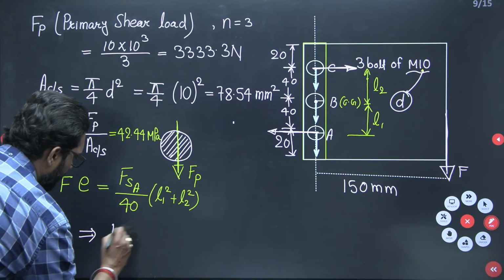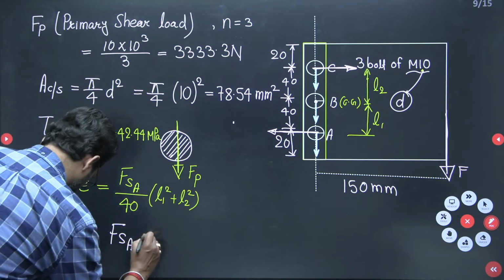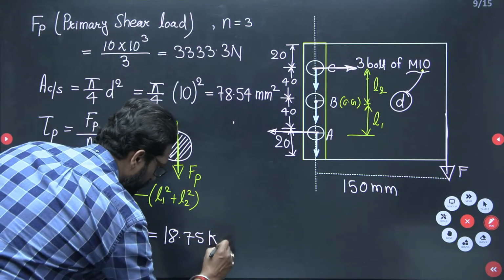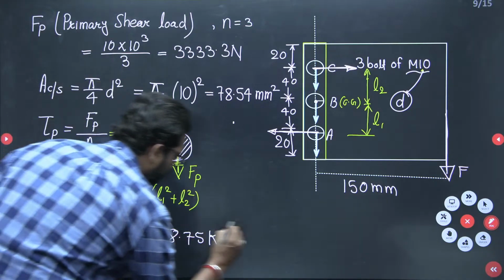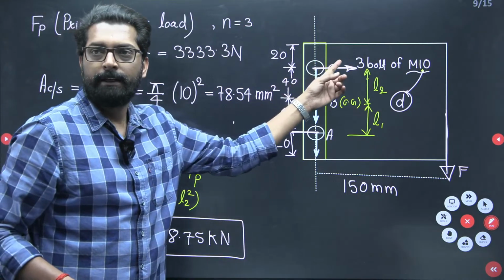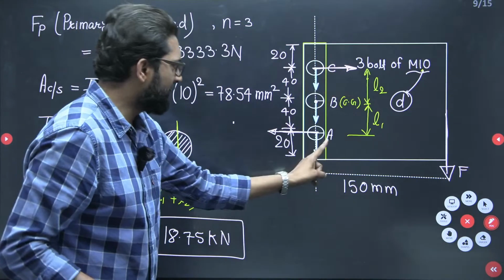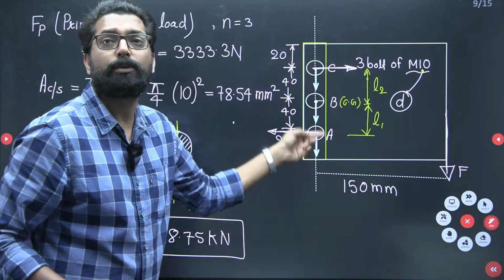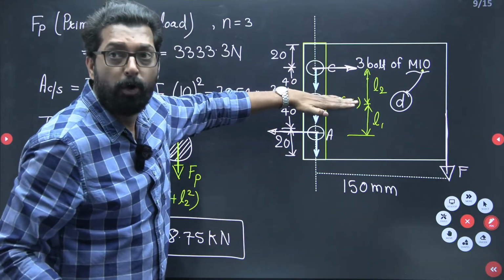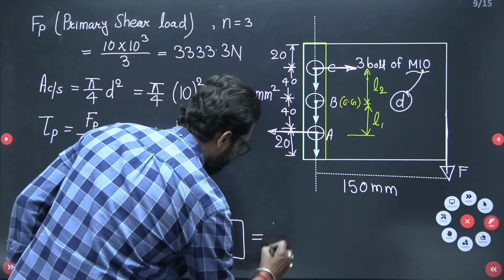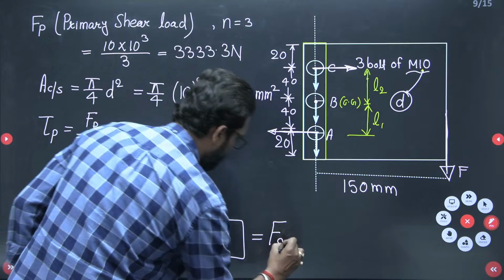FSA is equal to 18.75 kilonewton. This is the secondary shear force on bolt A, and the secondary shear force at bolt A is the same as at C. Why? Because they are both symmetrical about bolt B. Clear? So this is also FSC.